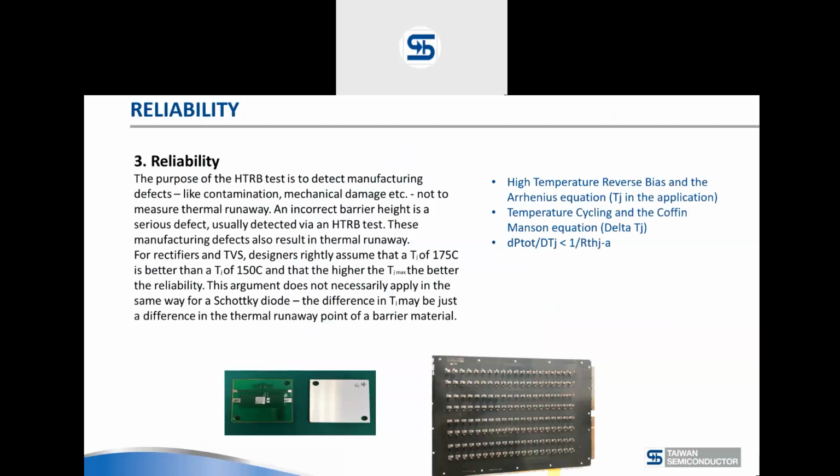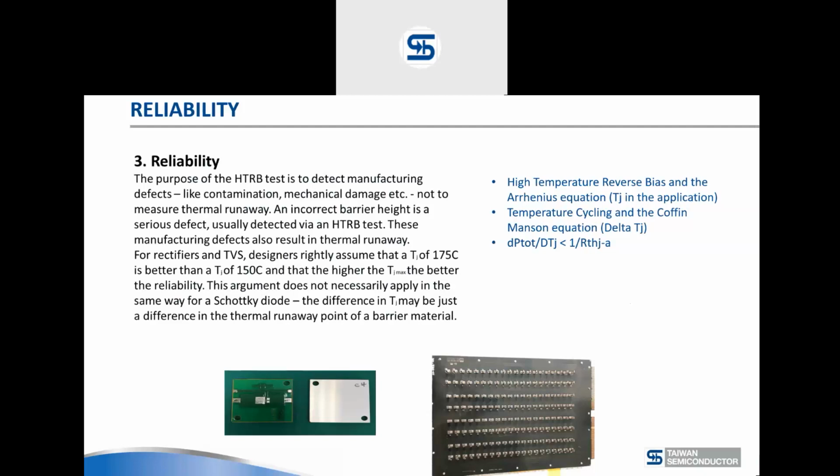All these failures result in thermal runaway, just the same as a normal thermal runaway that is inherent to the diode. So this makes things a little bit more complex sometimes about reliability. What we like to say here is, if you look at rectifiers and TVS and maybe even MOSFETs and other discrete technology, you can assume that a 175 degrees C rated product is better than a 150 degrees C rated product, probably because its passivation is better. That is a fair assumption. In the case of a Schottky diode, that doesn't necessarily apply. They're just two different products, completely different products in these two barrier materials.